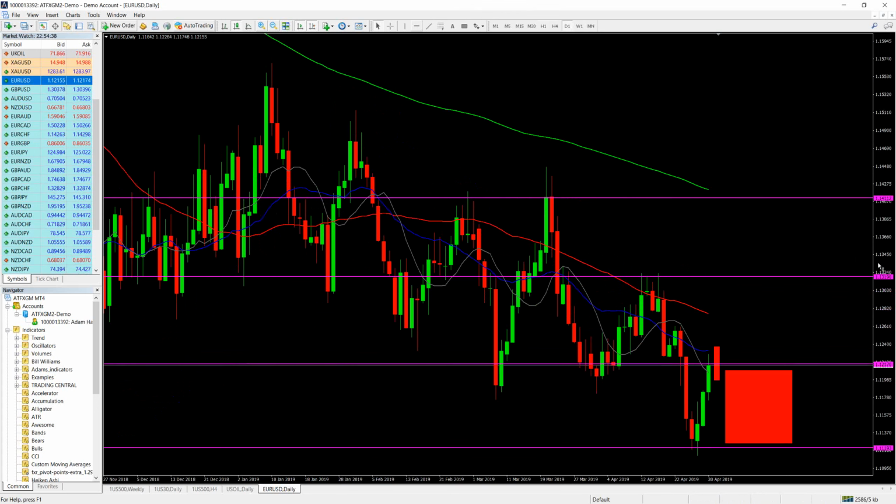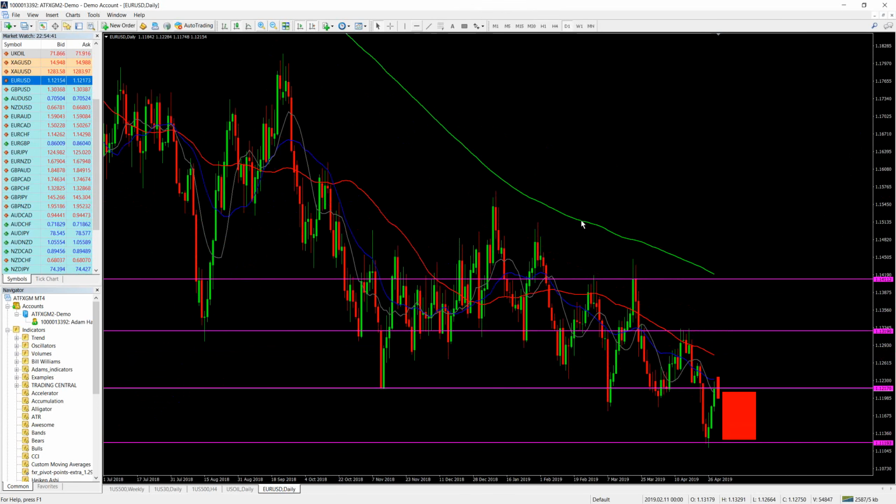I go down to the daily, and if you look at it, you can see pretty much how steady the green arrow is trending down.